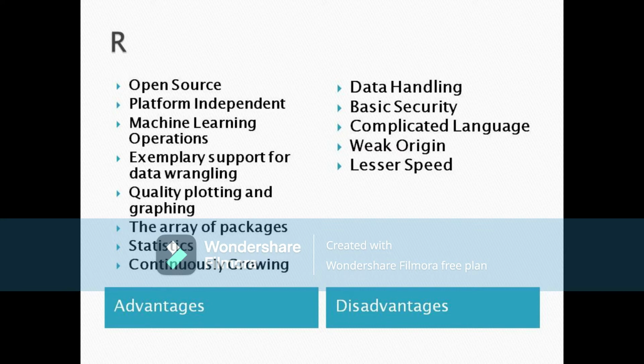Then we have machine learning operations, which is the third advantage we have. As we all know, nowadays we use AI and ML in each and every project, right? So R allows us to do various machine learning operations. It has various built-in packages, right? So these packages you download, and using that package you can easily implement machine learning operations.